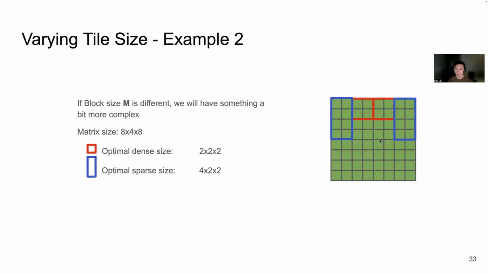The other example that we might have is a bit more complicated. If the sparse tile is a rectangle in the N dimension, then we would have something like this. And this is a bit different from what we've had before. We cannot just go from left to right and accumulate for the square tile that we had before. So we have to come up with a different approach to address this.